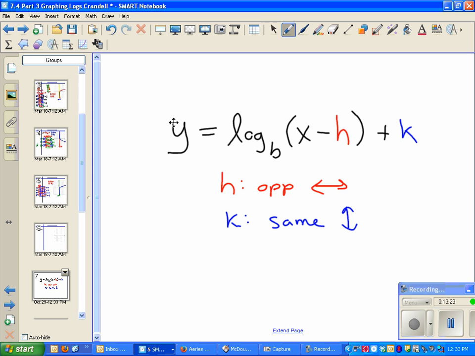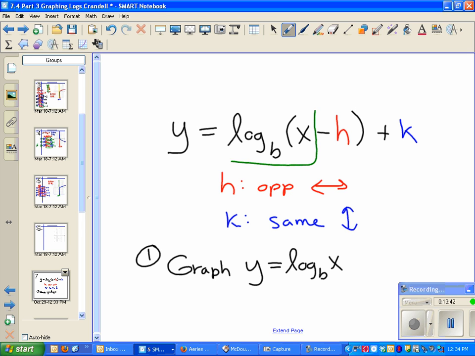All right, so the first thing we're going to do, so step 1, is we are going to first graph y equals log base b of x. So we're just going to ignore h and k, and we're just going to graph that. So we're just graphing this part. Okay. So that's the same as the chapter 6 graphs. It's the same for the exponential graphs too. So we're just graphing that part.